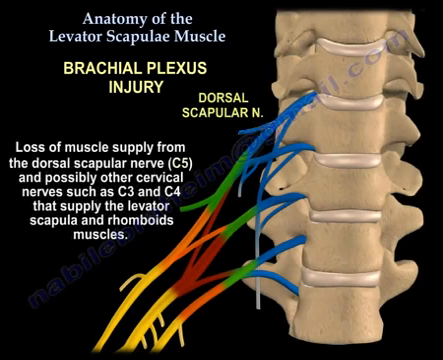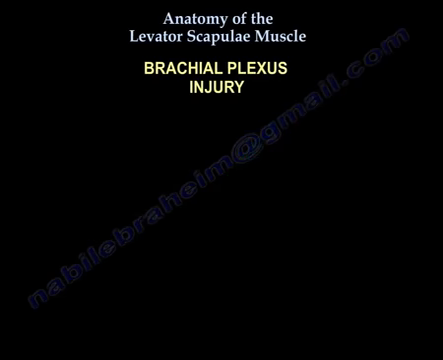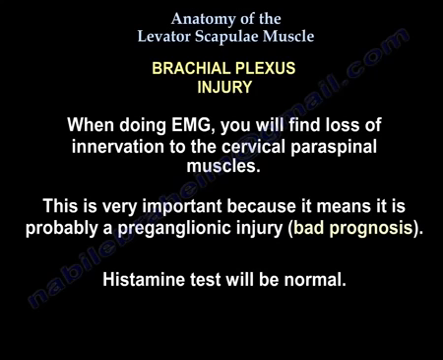You will have loss of muscle supply from the dorsal scapular nerve, which is C5, and probably other cervical nerves like C3 and C4 that supply the levator scapulae and rhomboids. So when you do EMG, you'll find loss of innervation to the cervical paraspinals. That is very important. That means it's probably a preganglionic injury. It probably has a bad prognosis. In addition to that, you'll have a normal histamine test.